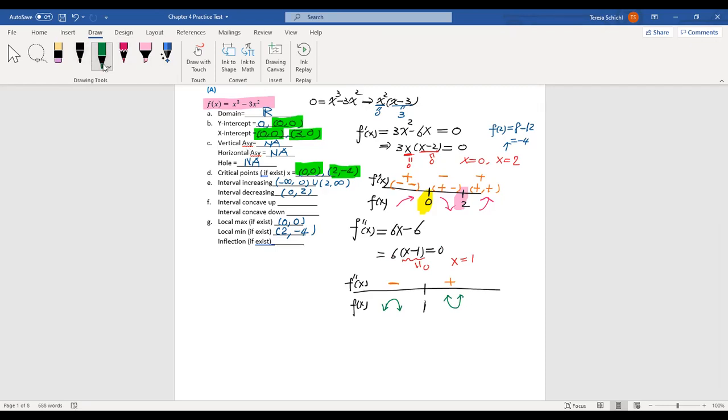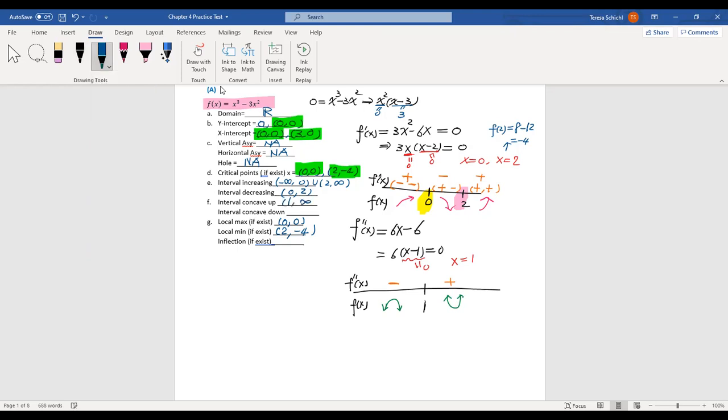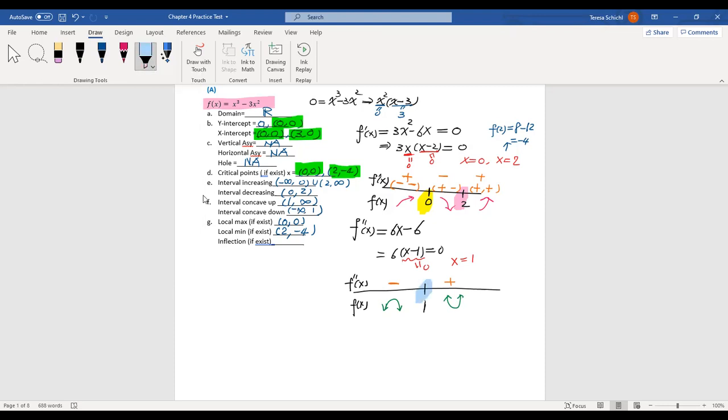Okay, so now let's try to write it. Concave up, where is this? 1 to infinity here, all right? And concave down is negative infinity to 1. Okay, so now I know what this point is here. This will be the inflection point, correct? Okay, so this will be the inflection point.